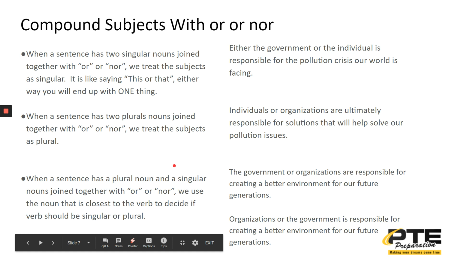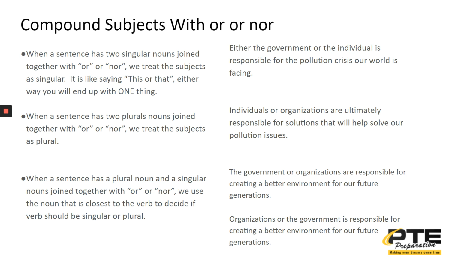So, this is where it can get a little bit confusing. When a sentence uses or or nor. So let's start here. When a sentence has two singular nouns joined together with or or nor, we treat the subjects as singular. It's like saying this or that. Either way, you'll only end up with one thing. Either the government or the individual is responsible for the pollution crisis our world is facing.